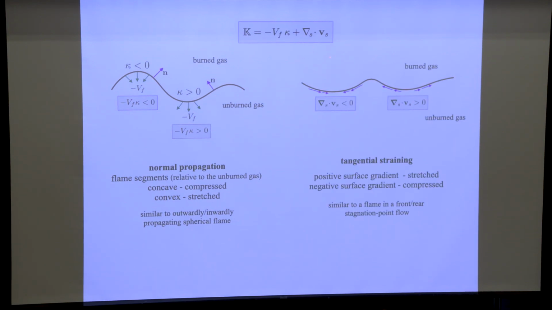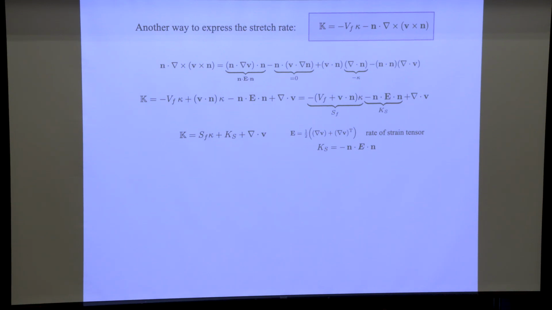But the second term comes from the strain of the flow field. And so you see if there is a gradient here, the arrows are a little smaller, so the gradient is negative. So this part is compressed, as opposed to the part here where the gradient points outward, it's stretched, okay? Of course, that depends on the local flow field. Okay, so just a quick comment here.